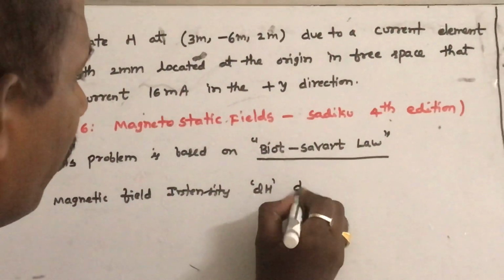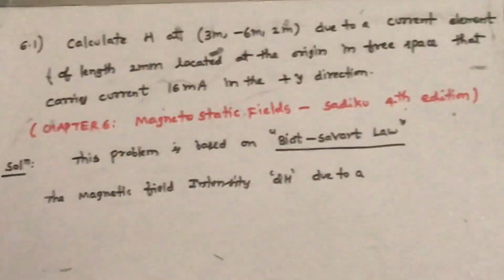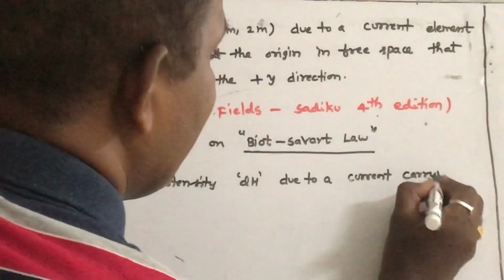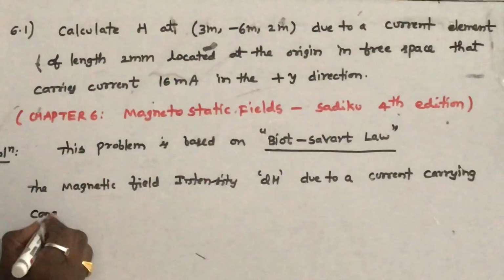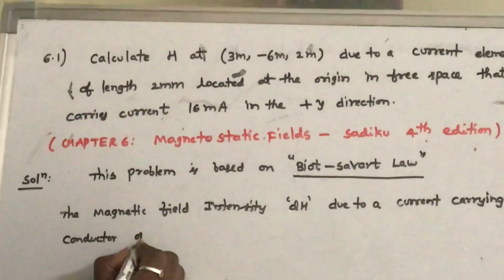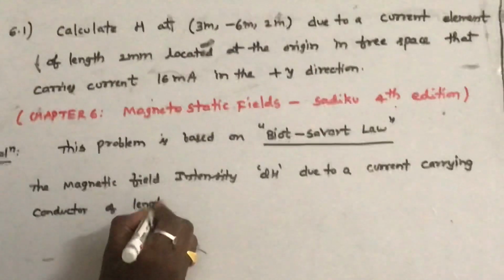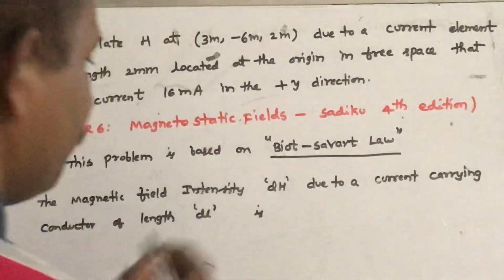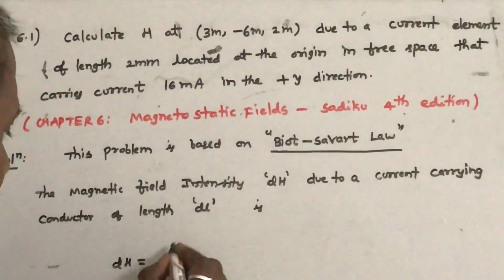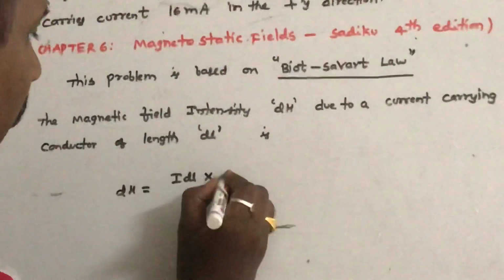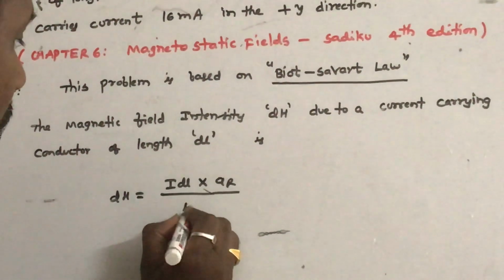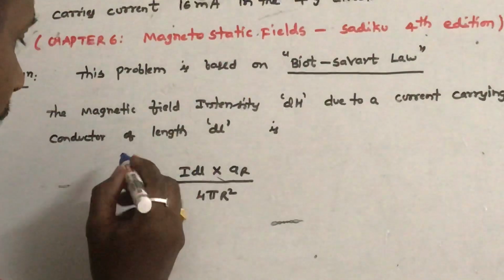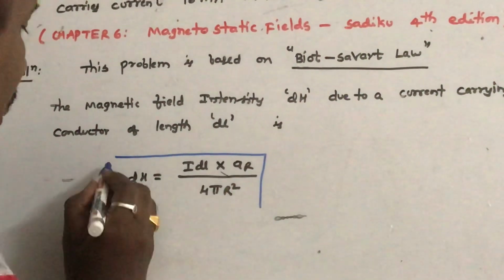dH due to a current carrying conductor of length dl is, a very simple formula, dH is equal to I dl cross a_R divided by 4 pi R squared. So we use this formula, I dl cross a_R by 4 pi R squared.